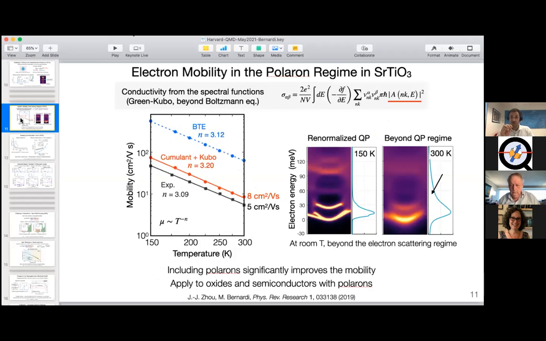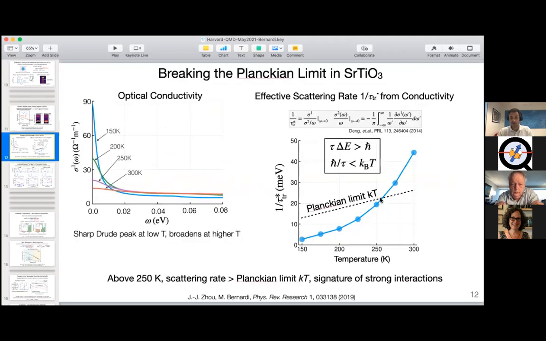So in that regime, you still have a particle-based transport, and so you expect that the Planckian limit will have to be satisfied. When the satellites come into play, essentially the scattering picture no longer works. The Boltzmann equation no longer works, and that's basically the case here in strontium titanate at higher temperatures. And so this violation of the Planckian limit is kind of expected.